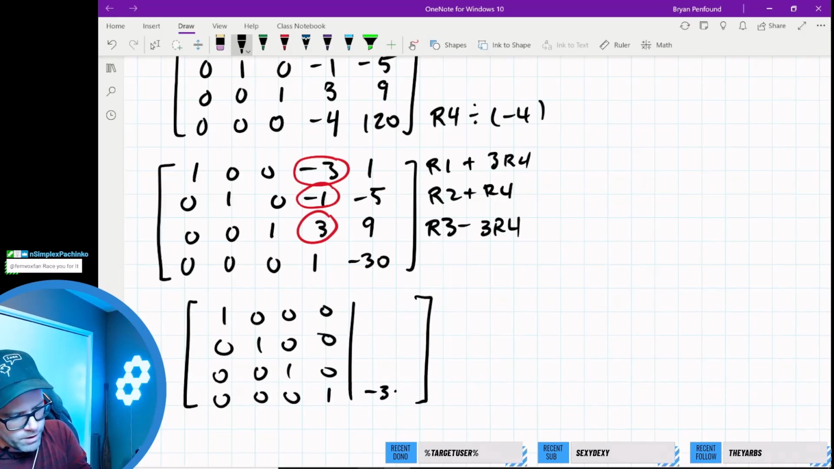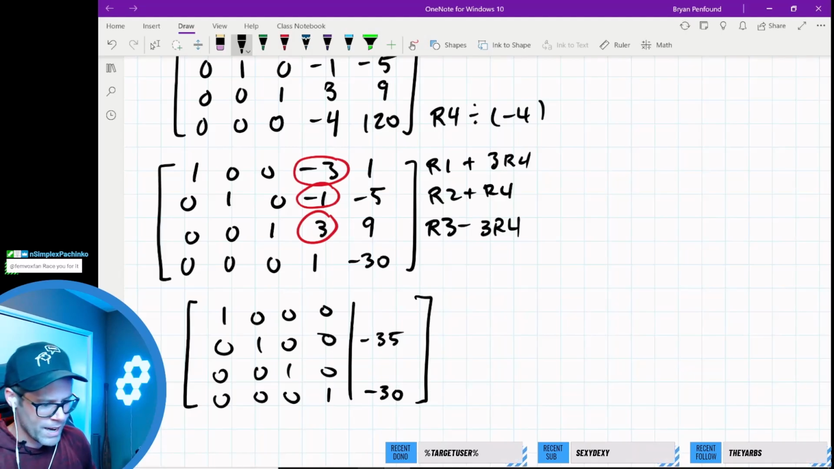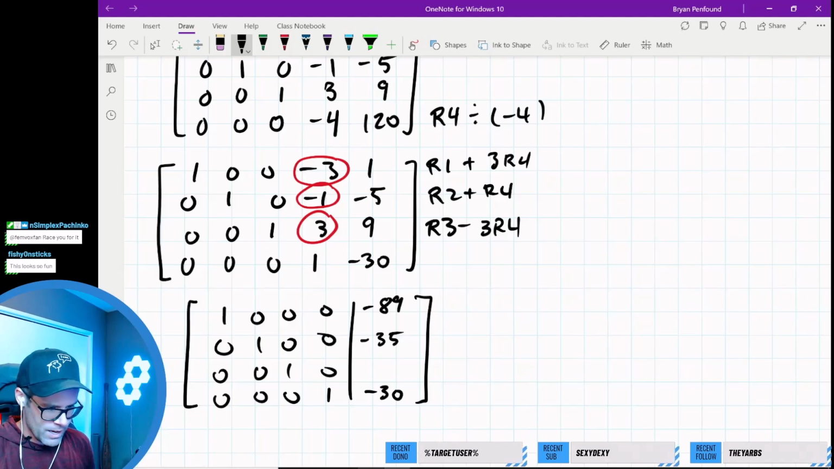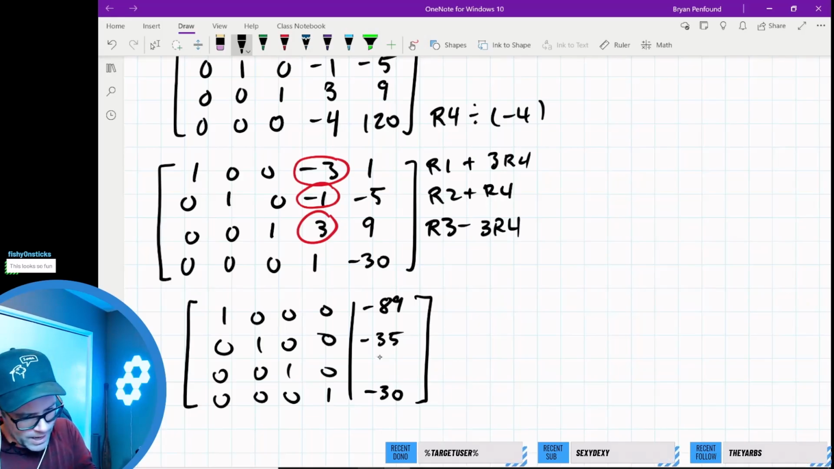All right, -30 doesn't do anything. We need to add row 2 and row 4. That's going to be the easiest one. That should give us -35. Row 1 plus 3 of these. So 1 minus 90? What? 1 minus 90 is -89. Okay. And then 9 minus 3 times -30 again. 99.